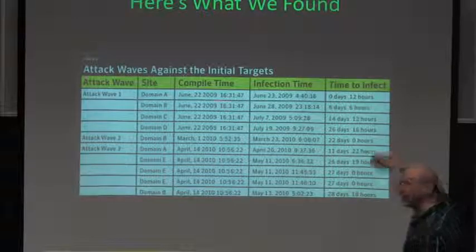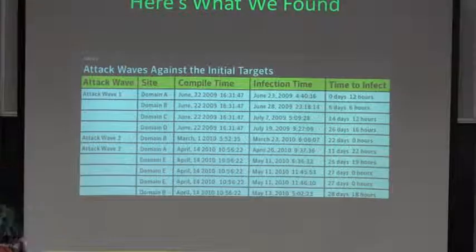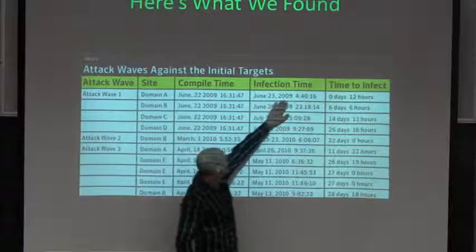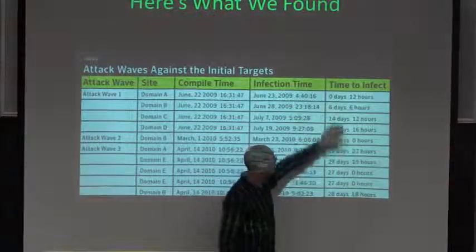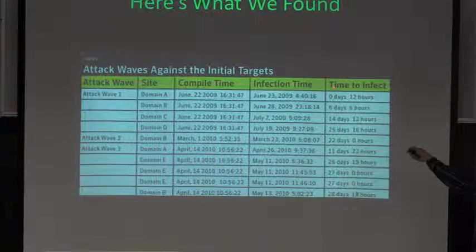Okay? The compile time is the time when the software is first created. That's when the software is actually created, by the compiler, by Visual Studio. And you can see the infection time. And you can see the time to infect. So you can see this first variant, they compiled it and built it, and within 12 hours, it was actively spreading on one of these victim networks.